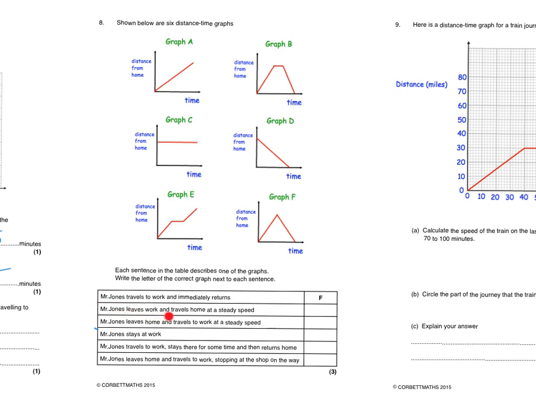Mr. Jones leaves work and travels home at a steady speed. Okay, so here he's at work and he travels home. Home is always like distance of 0. So that must be graph D. Next one, Mr. Jones leaves home and travels to work at a steady speed. Okay, so home is obviously here. And he travels to work at a steady speed, so that's graph A.